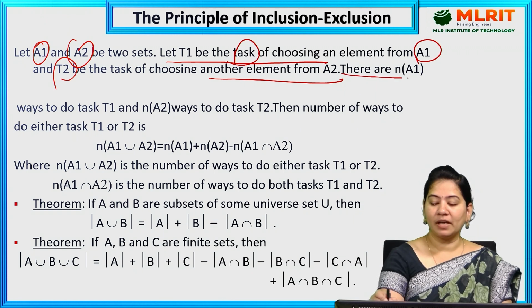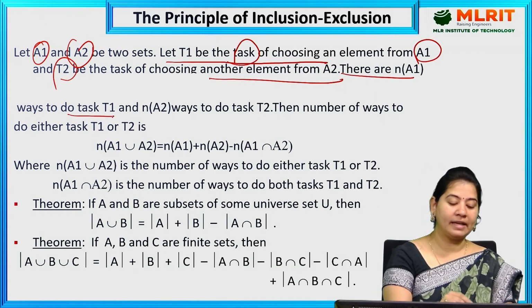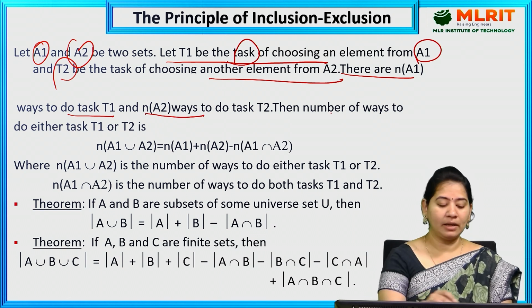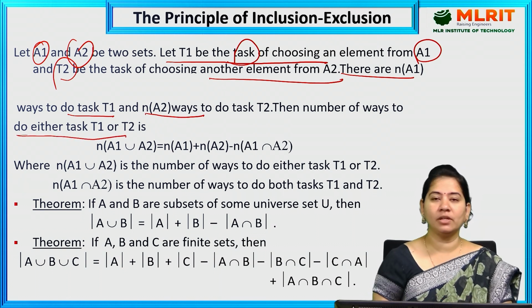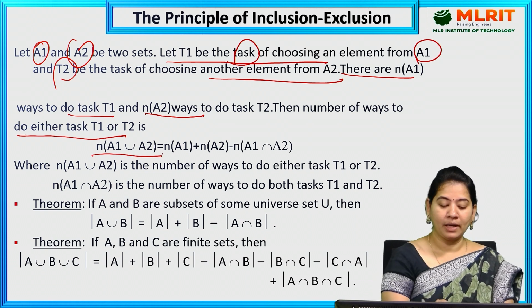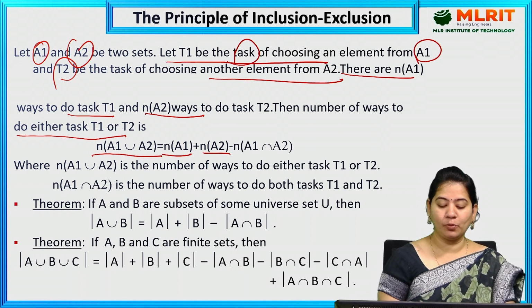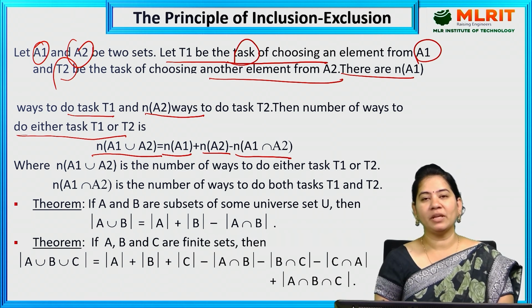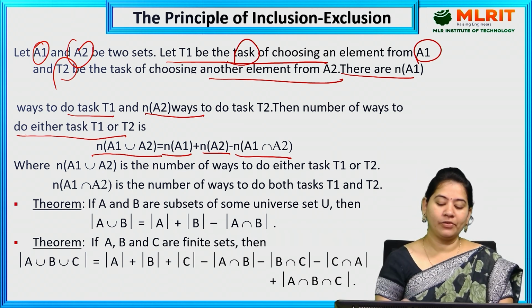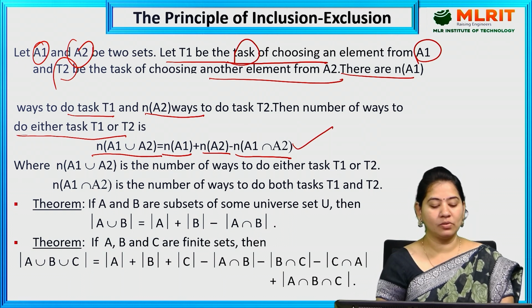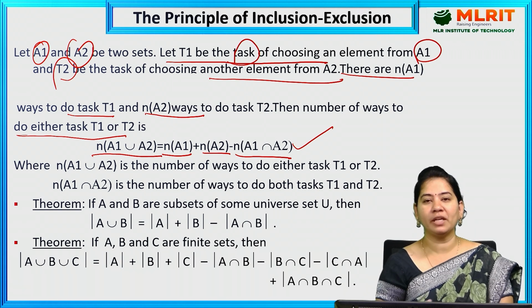So there are n of A1 ways to do task T1, and n of A2 ways to do task T2. So the number of ways to do either task T1 or T2 is n of A1 union A2, which is equal to n of A1 plus n of A2 minus n of A1 intersection A2. If you observe this formula, we have seen it in earlier classes also. This is the principle of inclusion and exclusion, where we deal with union and intersection.